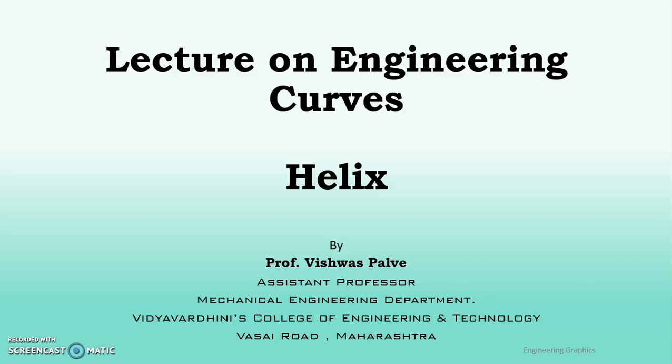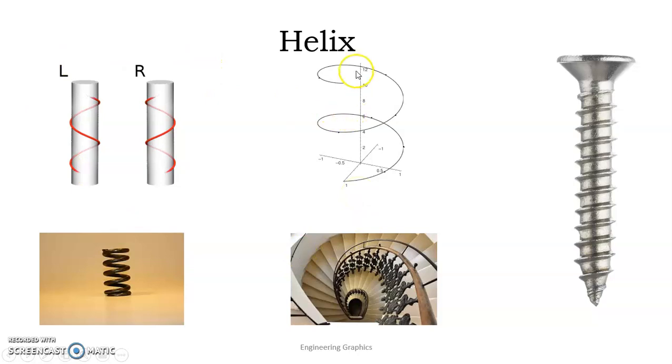This lecture series is for engineering curves and we are going to learn helix. So let us have an introduction to the helix. A helix is a curve which is drawn around a cylinder for one revolution or n number of revolutions. Now, a helix is drawn around the cylinder. It has basic dimensions such as the diameter of the helix and a pitch. So let us understand what is the diameter of a helix and the pitch of a helix.